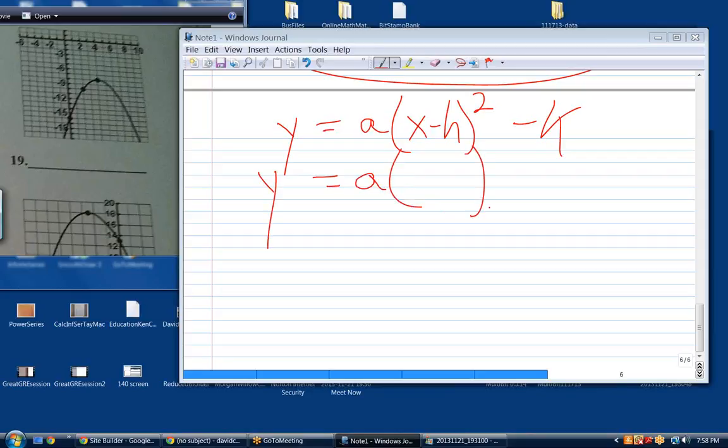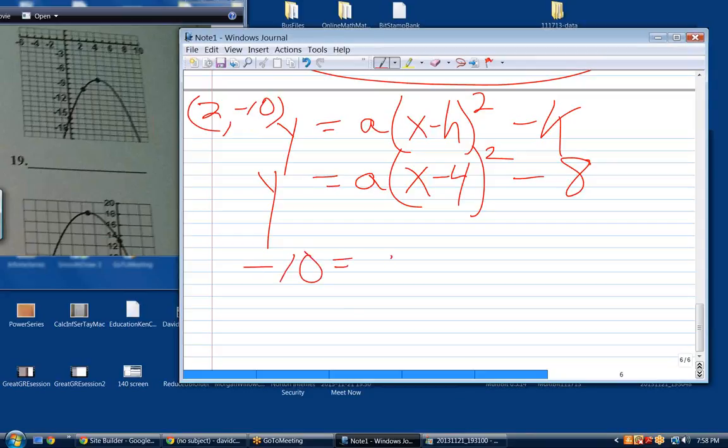Y equals a times x minus 4 squared and then minus 8. They give us a point right there. What are the coordinates of that point? 2, negative 10. So now what? Negative 10 equals a in parentheses 2 minus 4 squared minus 8.